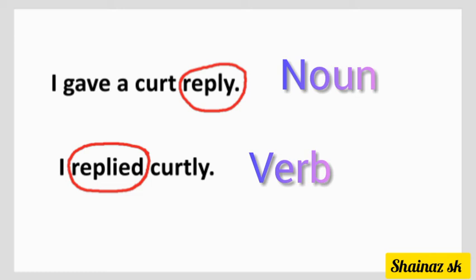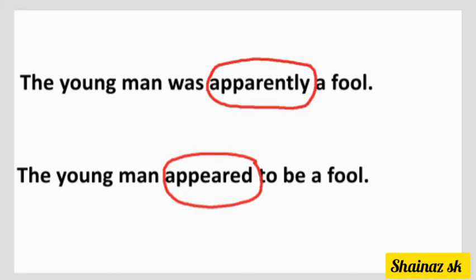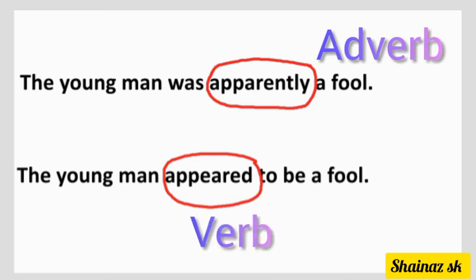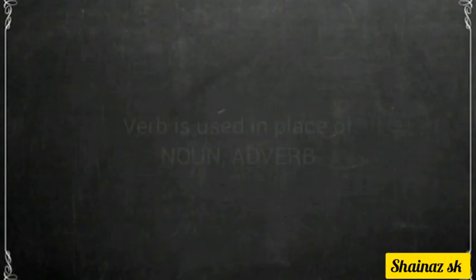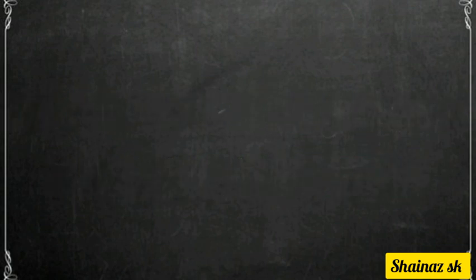Let us see one more example. The young man was apparently a fool. The young man appeared to be a fool. Here in the first sentence, apparently, it is an adverb. And in the second sentence, appeared is a verb. So in this way, we can use verb in place of an adverb. So children, you have seen how a verb can be used in place of a noun and an adverb.